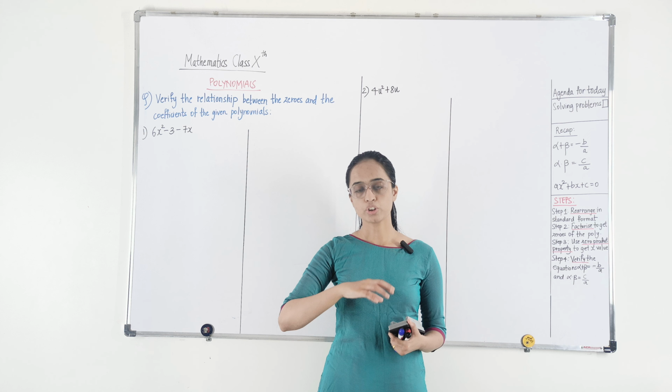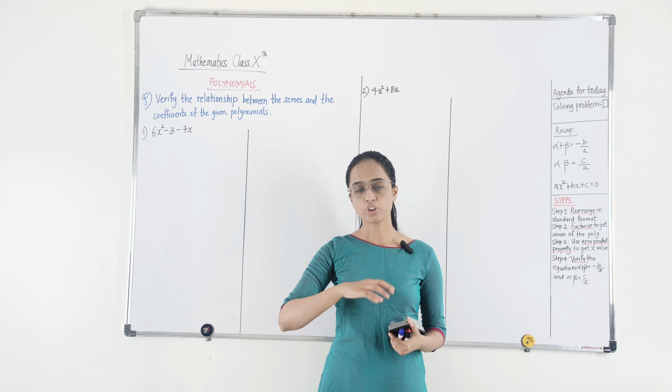Now whenever in an exam you are given a quadratic polynomial and you are asked to verify the relationship between the coefficients and the zeros of the polynomial, you have to follow a step-by-step approach. It's a four-step process. In some problems, all the four steps would be utilized. Otherwise, in some problems, you don't have to utilize all the four steps because of the nature of the problem.